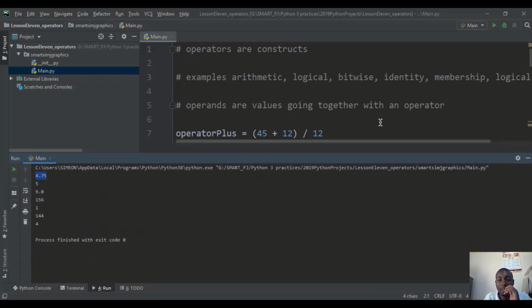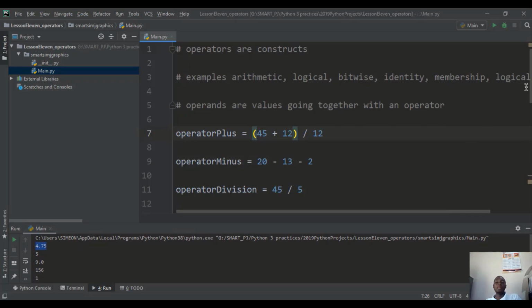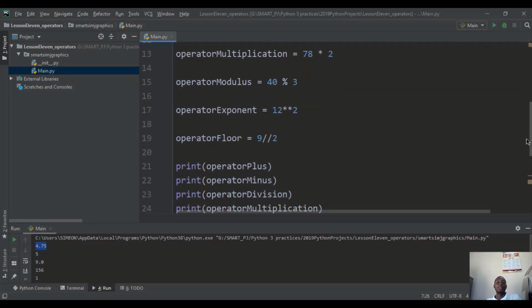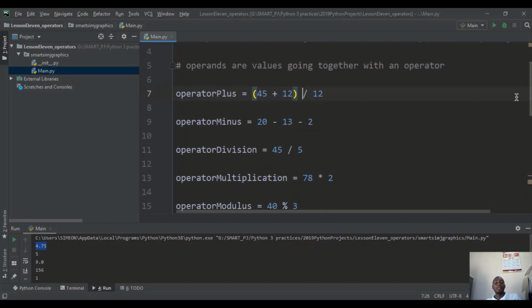As you can see here, the number is different just because I have changed those numbers. So that's it for this tutorial on arithmetic operators. Don't memorize them, just know them.